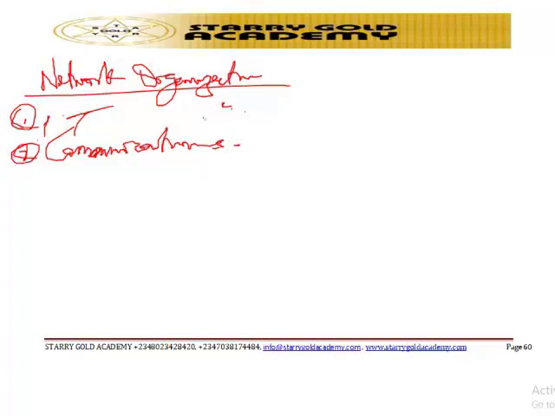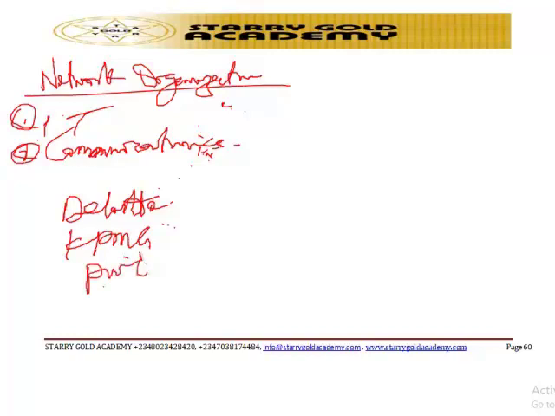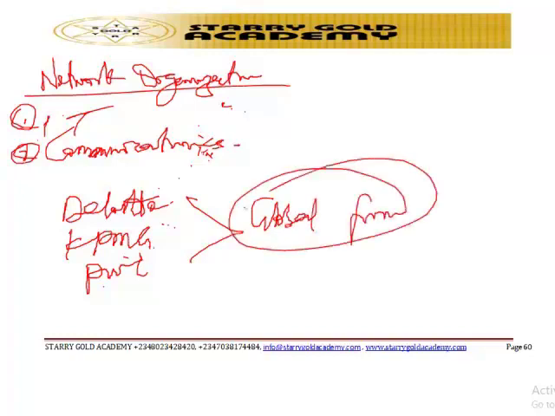So the entities comprising a network organization are normally legally independent entities, although not always. Some may be wholly owned subsidiaries. So many of the global accountancy firms, including Deloitte, KPMG, EY, Ernst & Young, PwC, among others, are in fact a global firm. So they are global firms that practice a network organization.